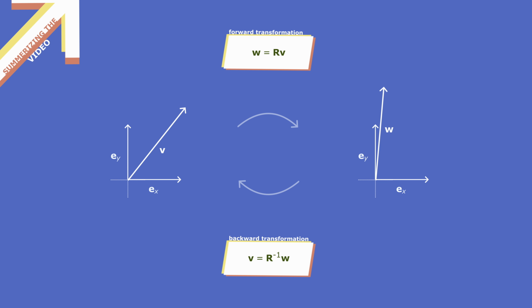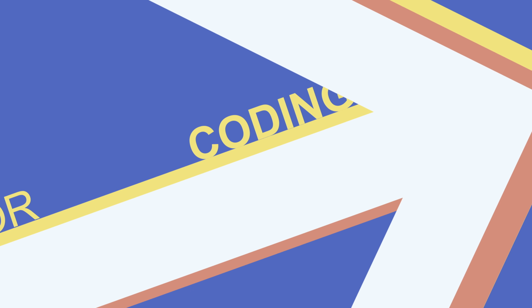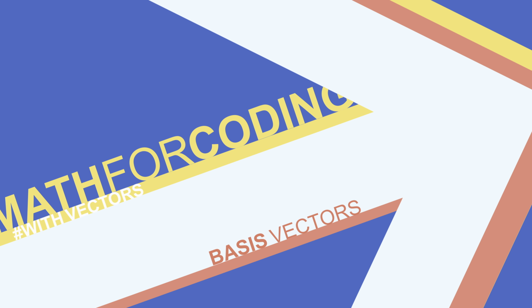In this video, we covered basis vectors, which help transforming vectors from a local space to a reference space. We will dive deeper into this topic in the next video about the matrix.